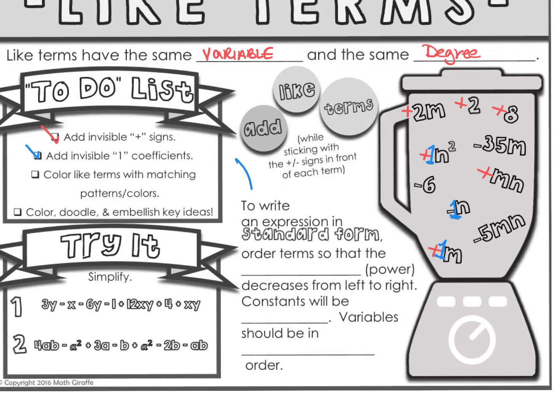Now we're going to go here where it says to write an expression in standard form. You order the terms so that the degree or the power decreases from left to right. So you start with the biggest number and move to the lowest number of the degree to the right. And then the constants will be last, and the variables will be in alphabetical order.